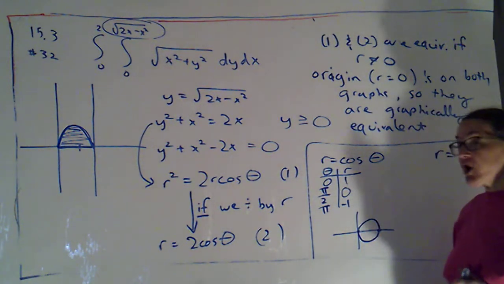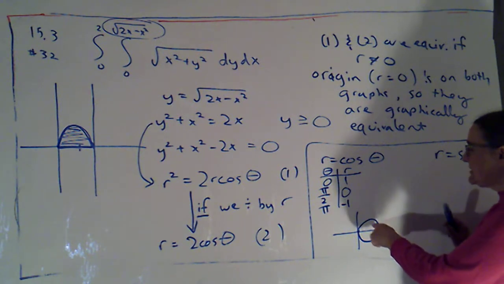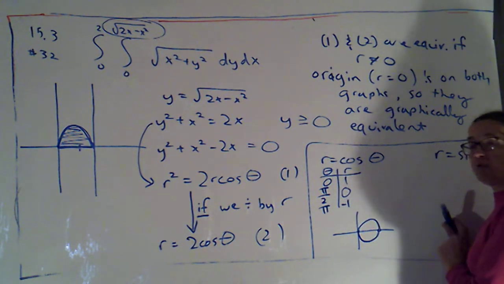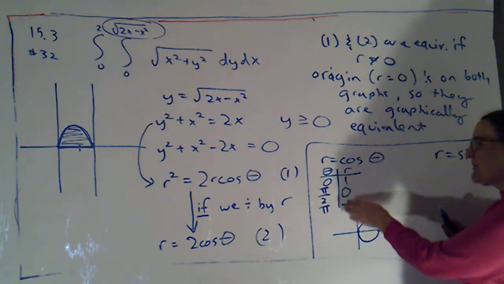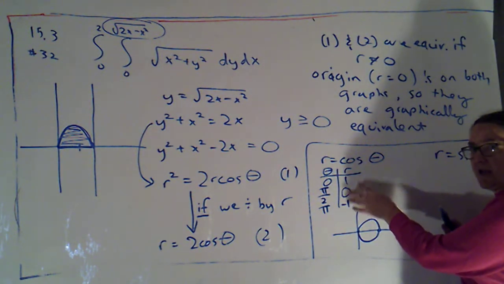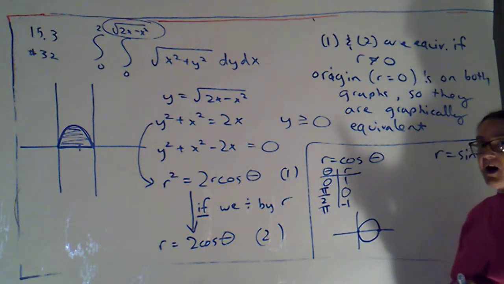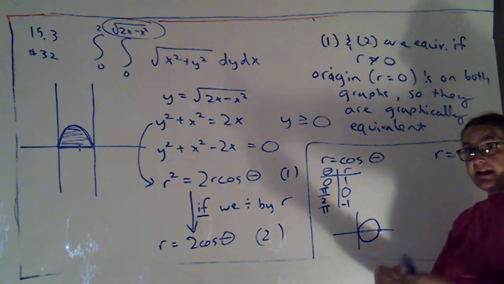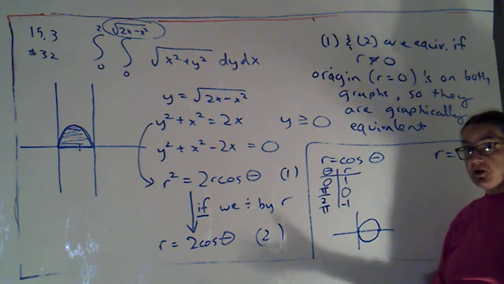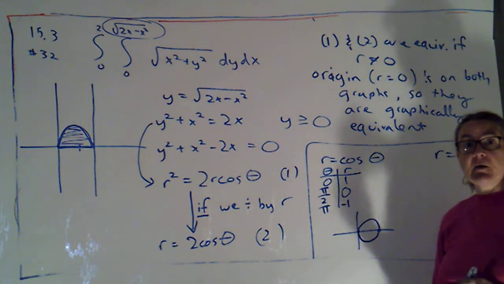One big word of caution here. Notice as I was tracing this, between 0 and pi over 2, my r values were positive. Between pi over 2 and pi, my r values were negative, though. When we're integrating, we need to make sure that our r values are positive. So when you have r as a function of theta as your boundary curve, you're going to need to check to make sure that that function is always positive.